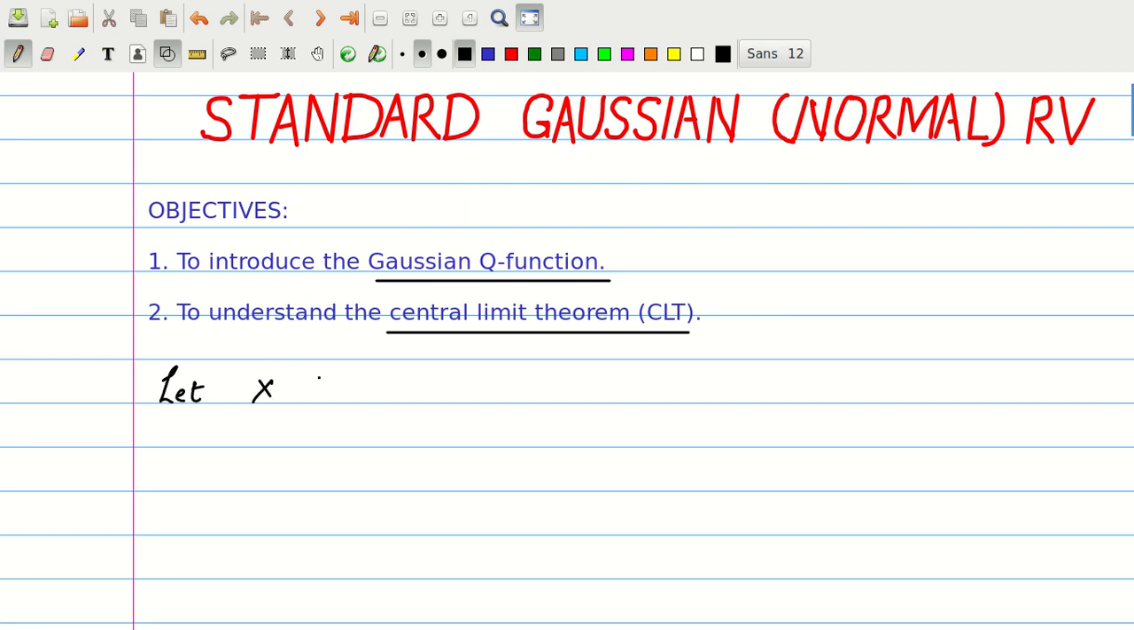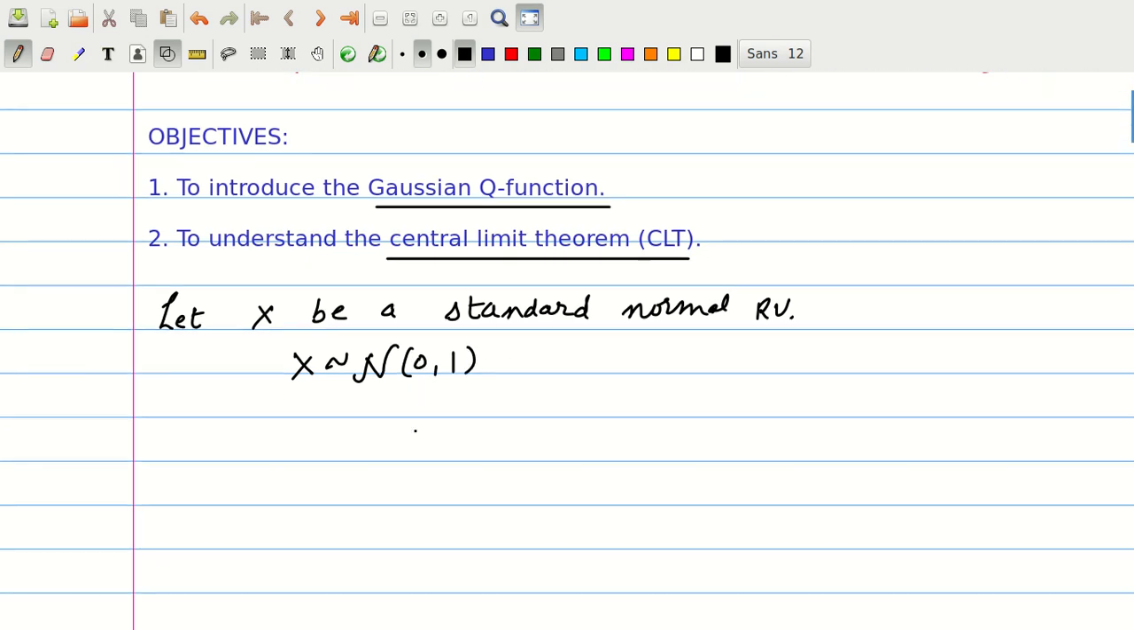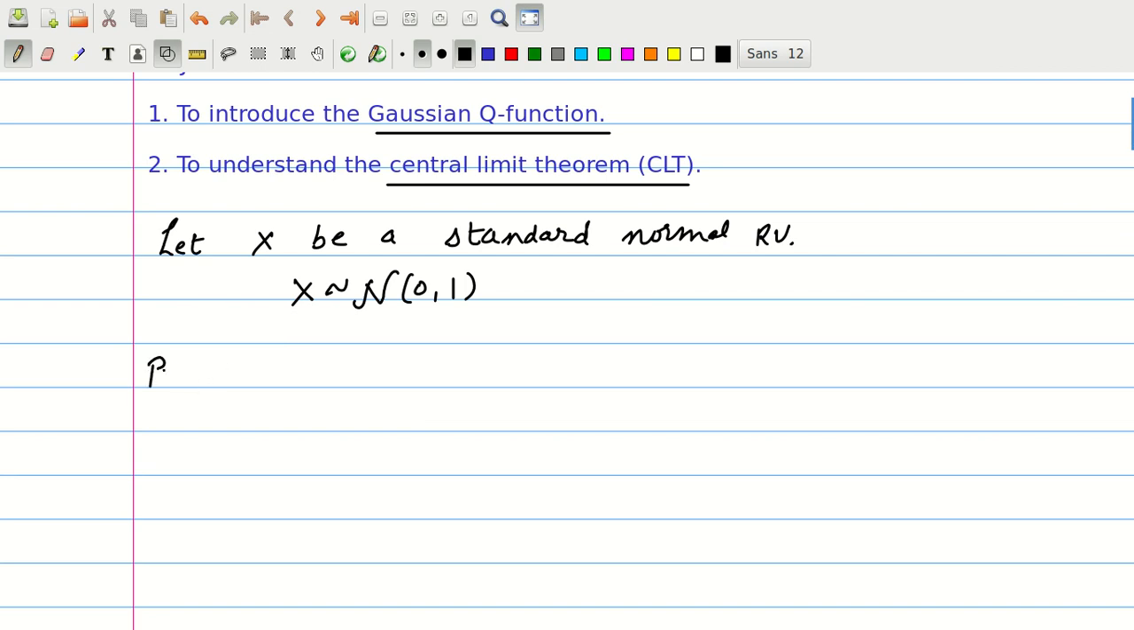Let X be a standard normal or Gaussian random variable. That means X is distributed normally with mean 0 and variance unity. The PDF, the probability density function of the standard normal random variable, then is given by f_X(x) equal to 1 over root 2 pi e to the power minus x square by 2 for all x in the interval minus infinity to plus infinity.